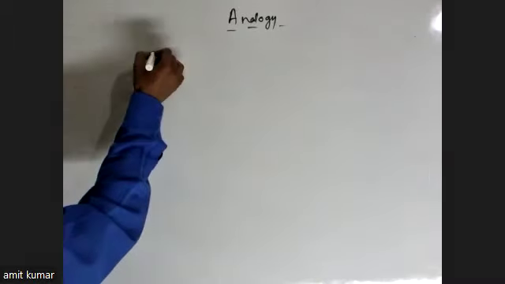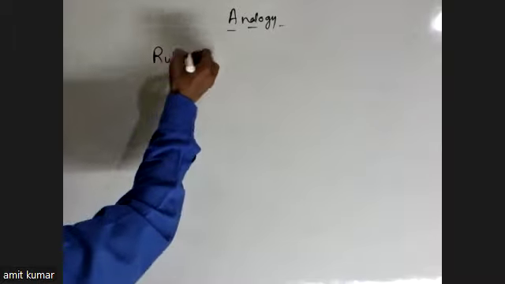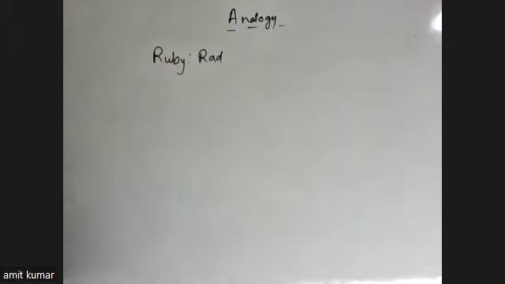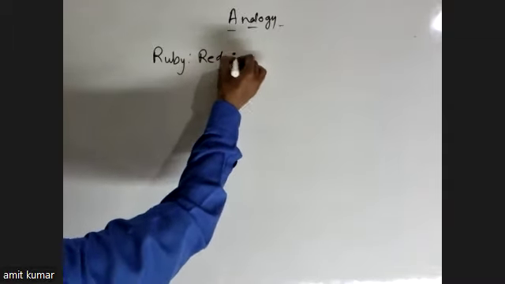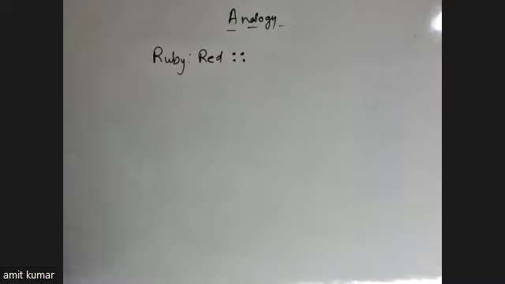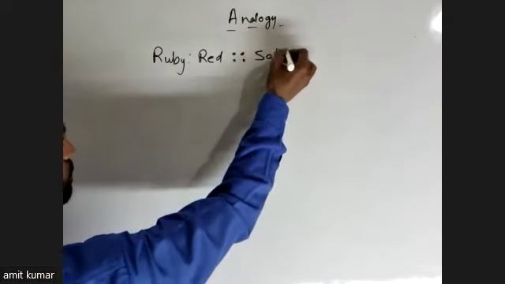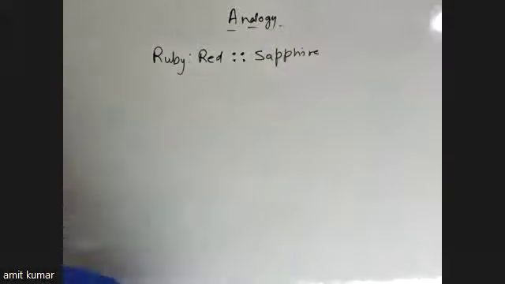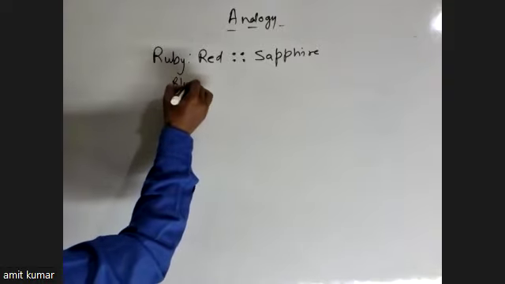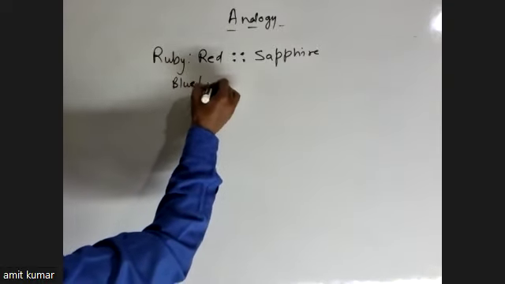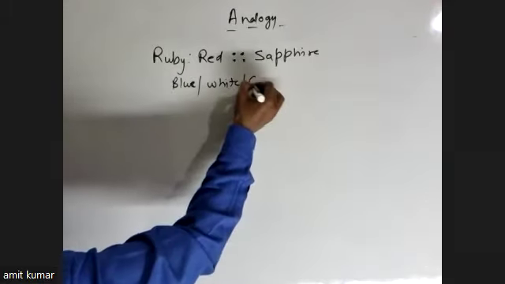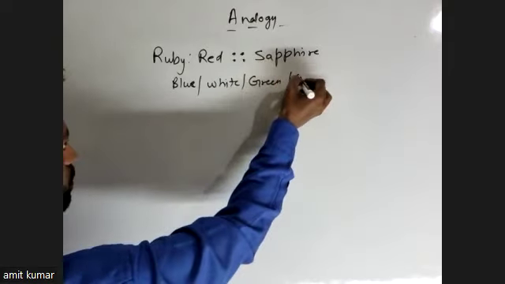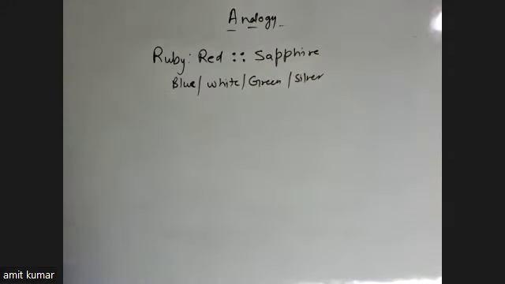Let's do a small, easy question. Ruby is related to red. Similarly, sapphire is related to what? Options we have: yellow, blue, white, green, silver. Blue, blue.